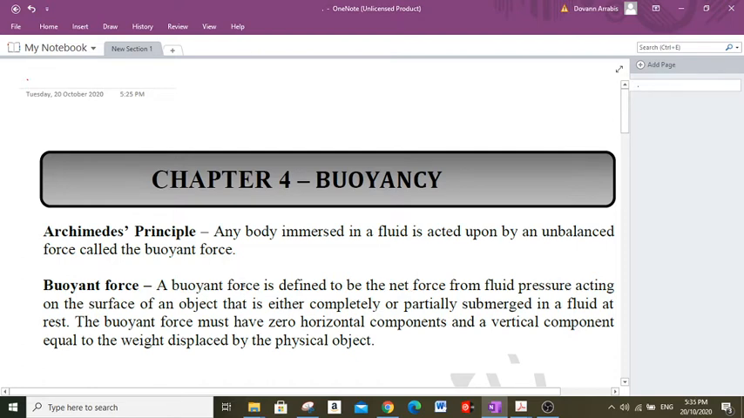One of the important topics in fluid mechanics is buoyancy. Okay, so this is chapter 4. So what is buoyancy? Buoyancy starts with Archimedes' principle, that any body immersed in a fluid is acted on by an unbalanced force called the buoyant force. Okay, so what is buoyant force?